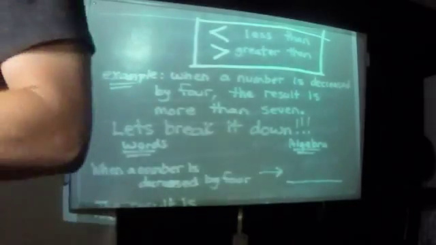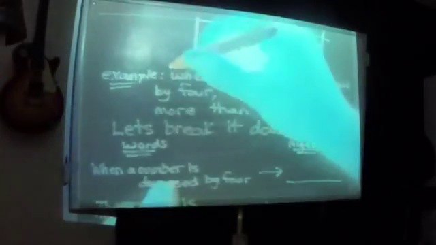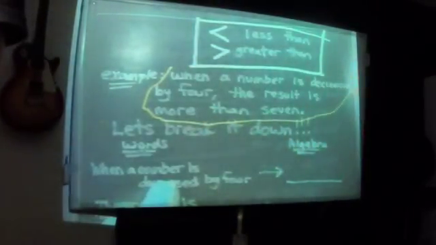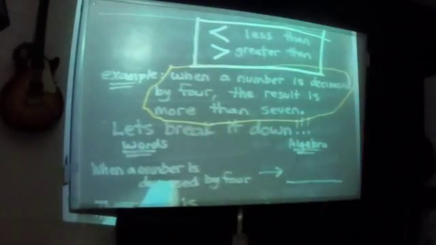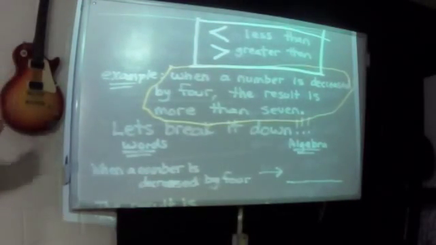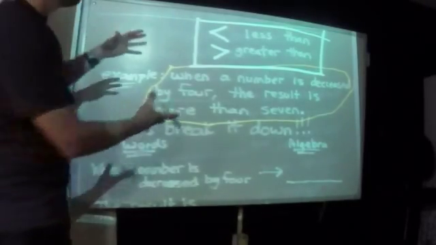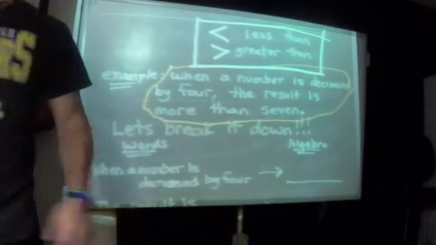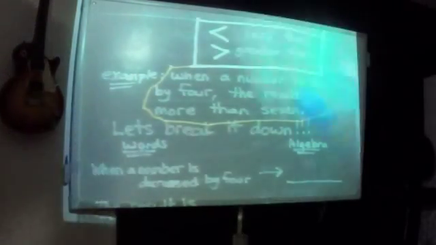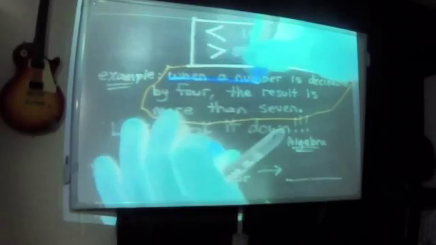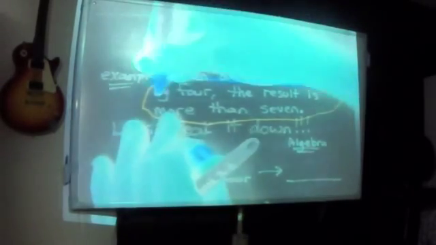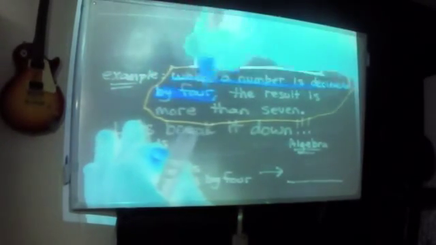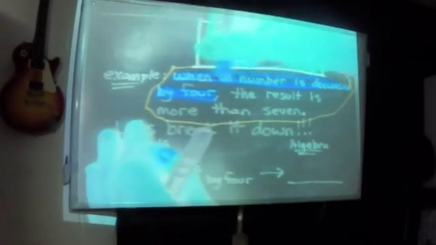Here's our first example. You're going to get a sentence of sorts, like this one. When a number is decreased by 4, the result is more than 7. So that's the sentence. You're supposed to turn this into some sort of algebraic expression. Let's look at it one little piece at a time. When a number is decreased by 4.